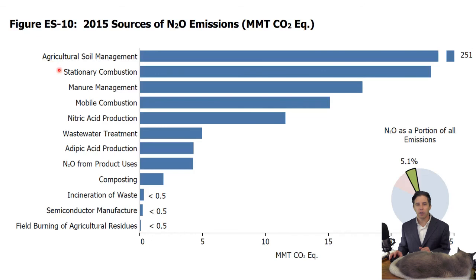Number two, stationary combustion. That's something that's burning but not moving, like it could be an engine that's not moving anywhere. It could be a fire. Manure management again. Mobile combustion. Okay, so now you got an engine that's on the move. Wastewater treatment again, so on down the line. So the number one, though, by far is agricultural soil management.